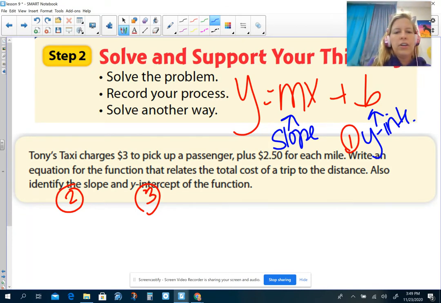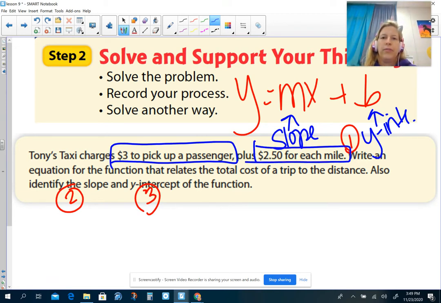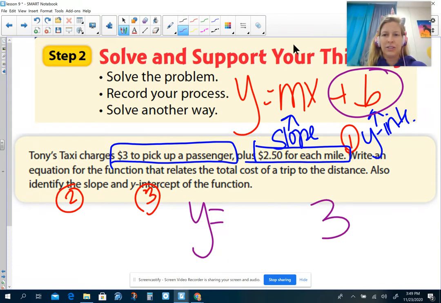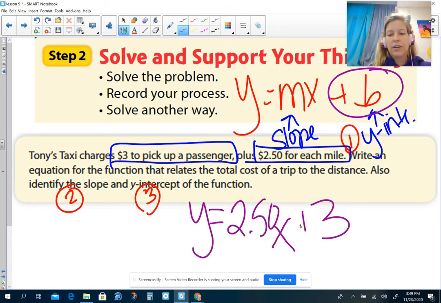Okay, so we have $3 to pick up a passenger. We have $2.50 for each mile. One of them is a one-time fee. One of them is not a one-time fee, but for each and every mile. That sounds like multiplication to me. So when I've got my y equals mx plus b, let's see how you did. Did you say that it took $3 to get in before I got started? And then it's going to cost me $2.50 each mile?